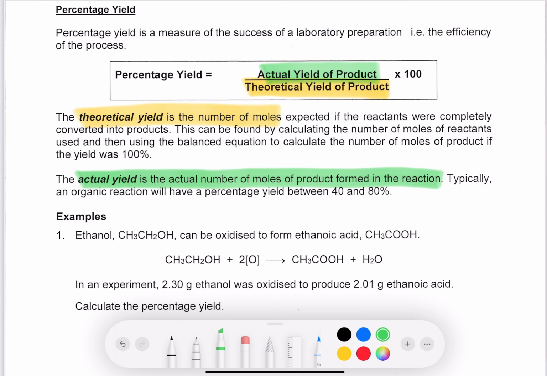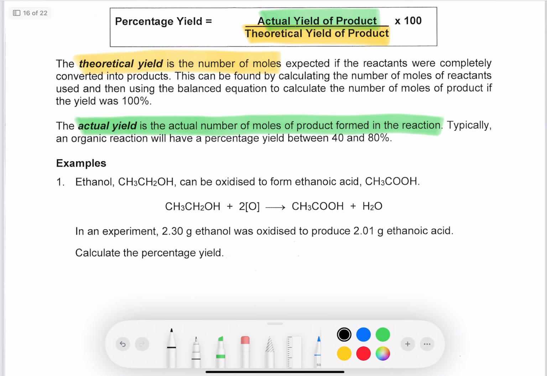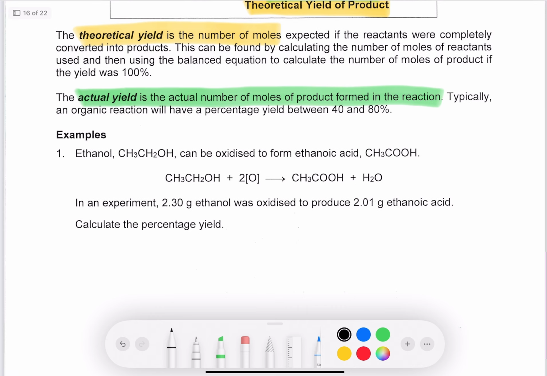So it's like having a test mark. In theory, you could get all of the test right. You could get 40 out of 40, but you actually get 38 out of 40. What percentage is that? So that's what we're doing. How much did we actually get compared to how much we theoretically could have got?